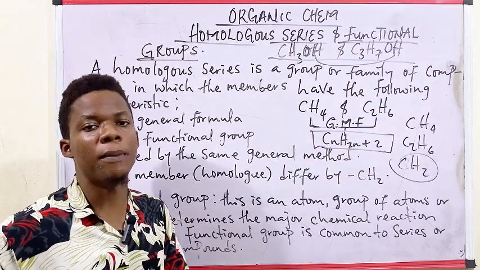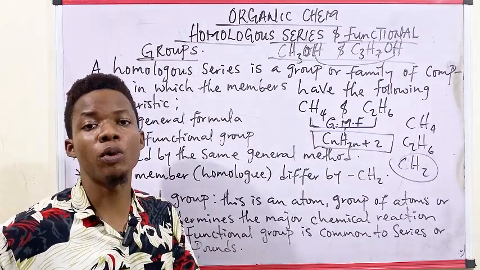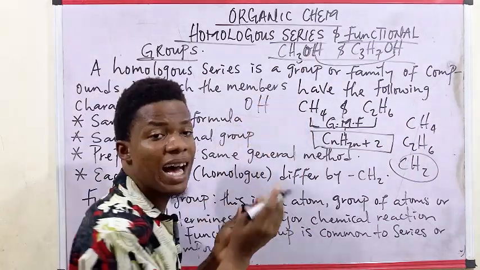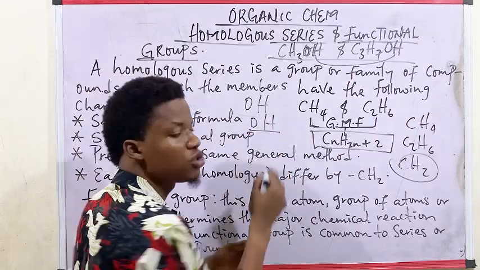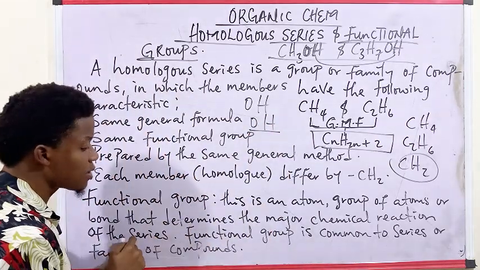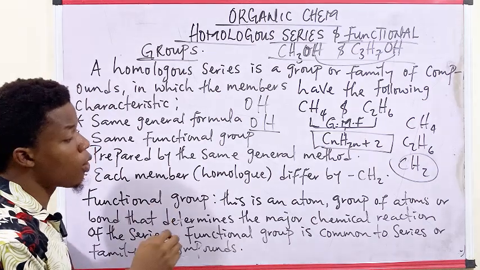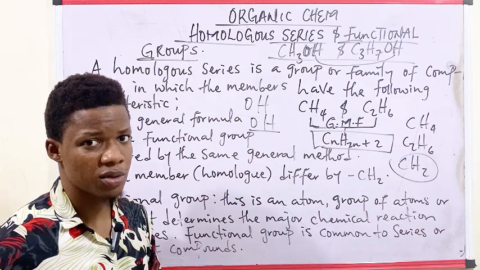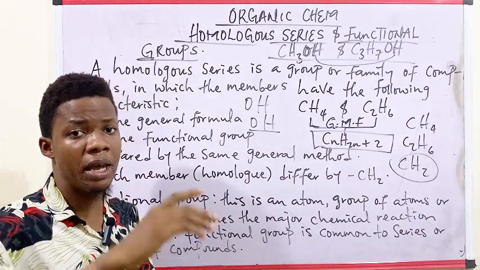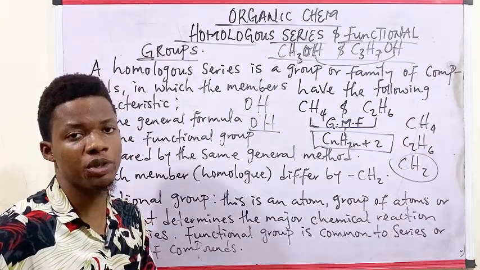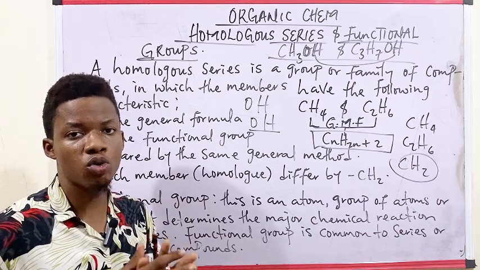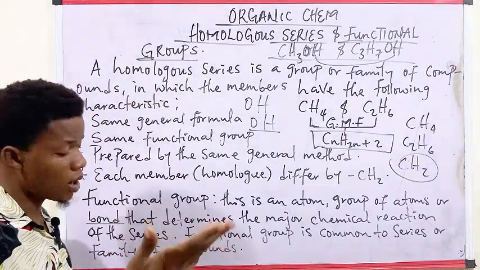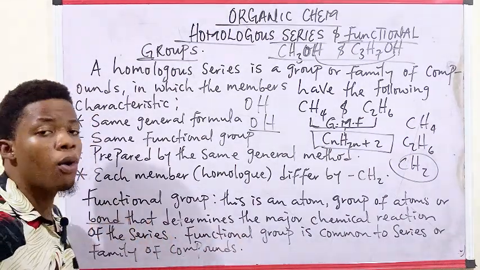So a functional group can be an atom. A functional group can be a group of atoms, just like this guy, OH. OH is a group of atoms, oxygen and hydrogen. So an atom or a group of atoms, or it can even be a bond. A functional group can be a bond. Remember I talked about it in my previous video, Introduction to Organic Chemistry. If you have not seen that video, please do well to go back and check it. I talked about single, double and triple bond. So it can be a bond.